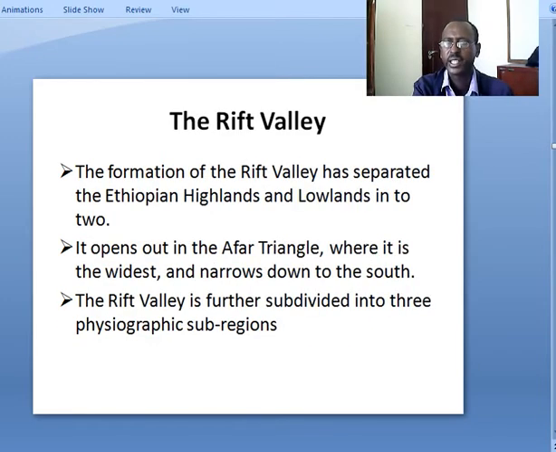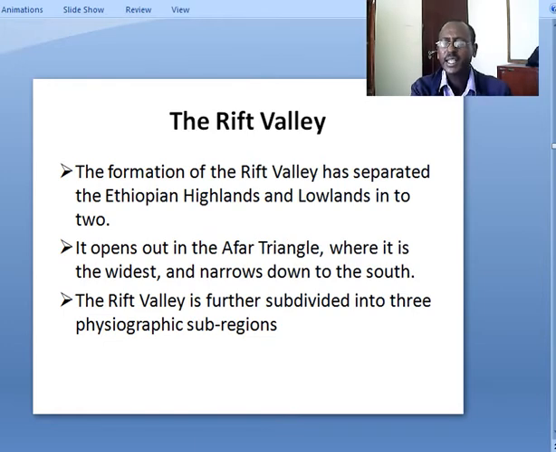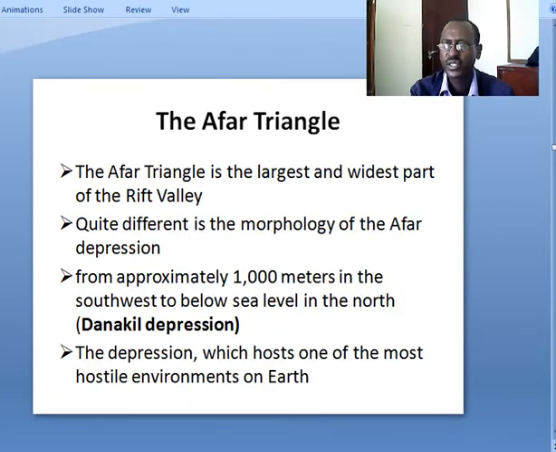and agriculture will be so difficult unless we use irrigation in that area. In the Western Highland, the next one is the Rift Valley. The formation of the Rift Valley has separated the Ethiopian Highlands and Lowlands into two. It opens out in the upper triangle where it is the widest and narrows down to the south. The Rift Valley is further divided into three physiographic subdivisions. First, the upper triangle.